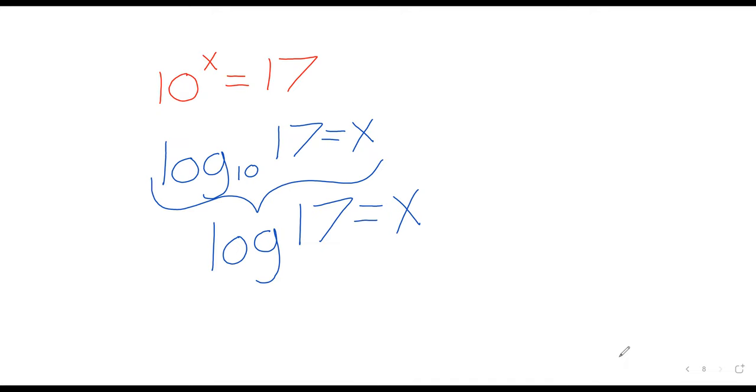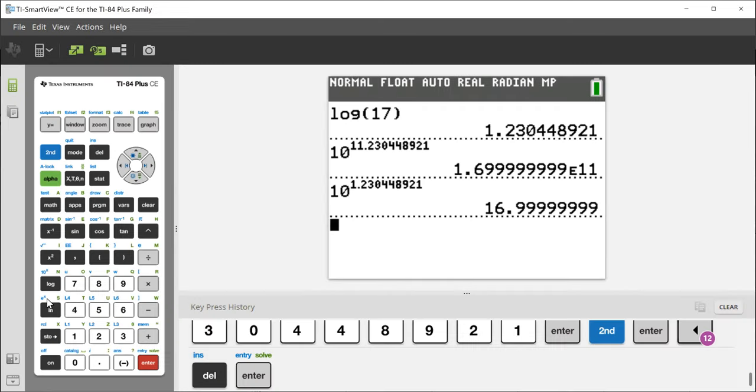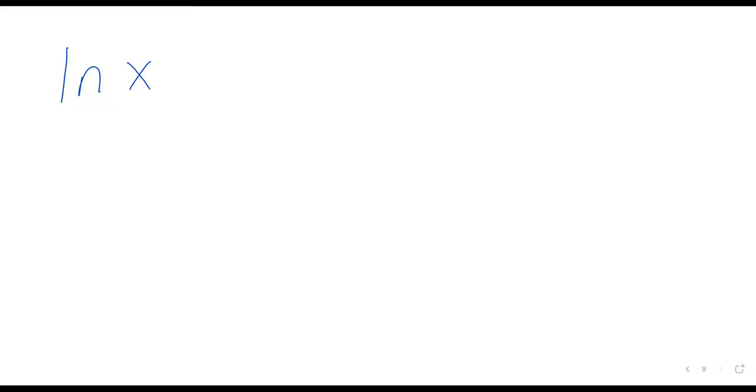We should at least briefly look at the other logarithm button on your calculator, LN. So if we go to our calculator, we can find it. It is hiding under the common logarithm button. And LN x is the logarithm base e of x. So e is this Euler's constant, 2.718 something.